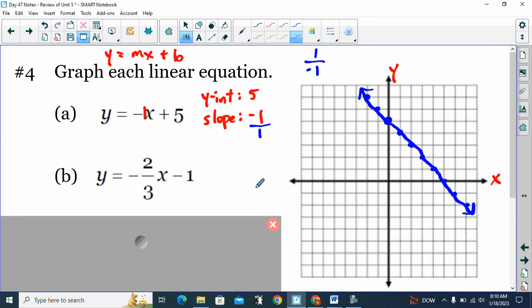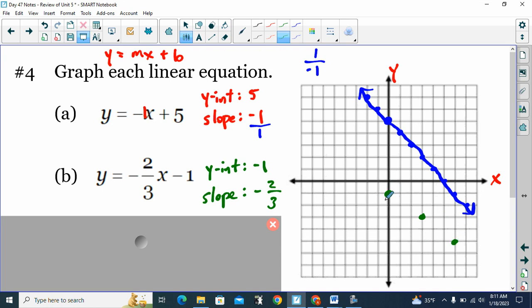Part B, y equals -2/3 x minus 1. The y-intercept is -1. We graph the y-intercept first. The slope is what's next to the x, in this case -2/3. My slope is negative, so I'm going down 2, right 3. Down 2, right 3.